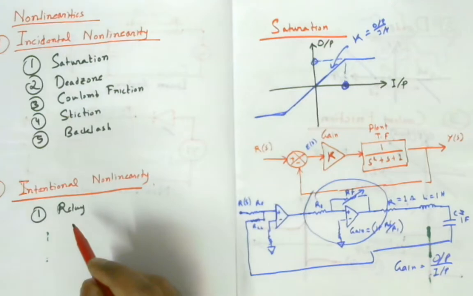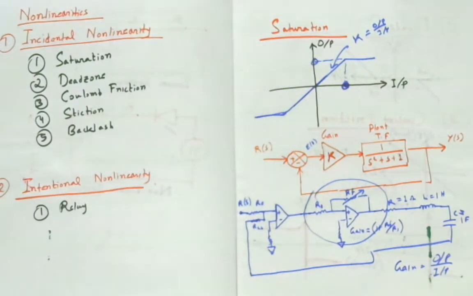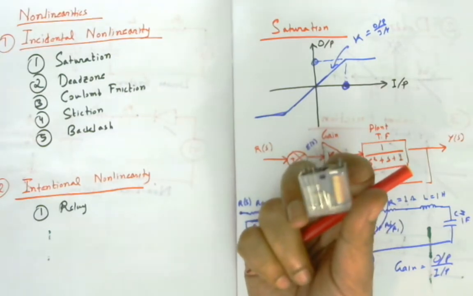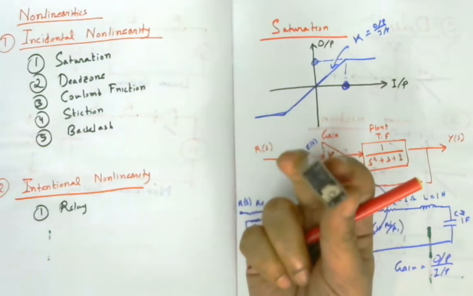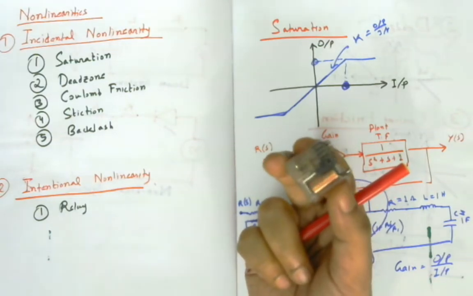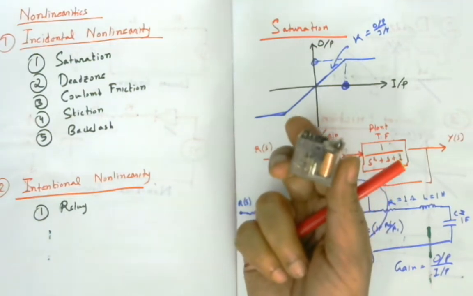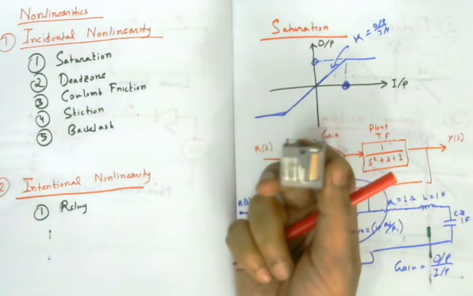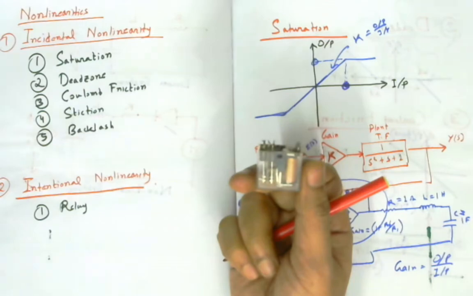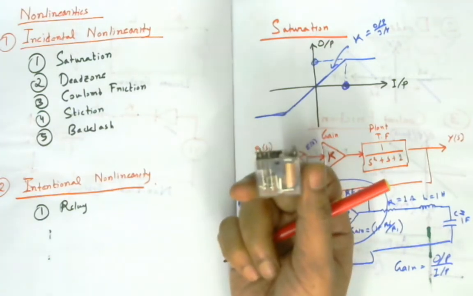Electromagnetic attraction relay, I have one electromagnetic attraction relay. This is called an electromagnetic attraction relay. Now this is the relay where you can find out the characteristics of relay nonlinearity. Before I discuss intentional nonlinearity, I will first draw the characteristics curve of relay nonlinearity.